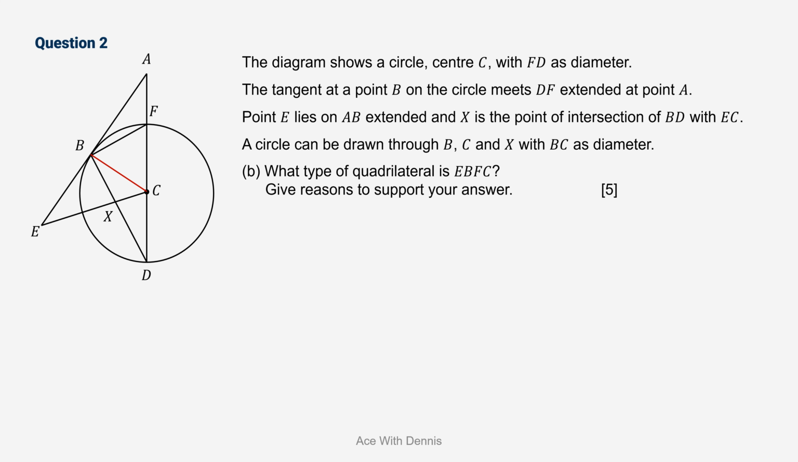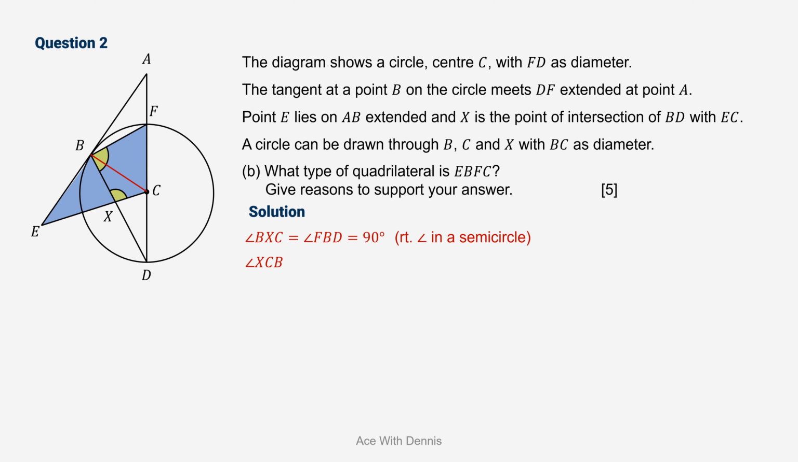5 marks. So here's the solution. This is the quadrilateral that we are interested in, quadrilateral EBFC. So first, we can say that angle BXC equals angle FBD, which is 90 degrees. So this is the angle BXC and this is the angle FBD. They are 90 degrees because they are right angles in a semicircle.